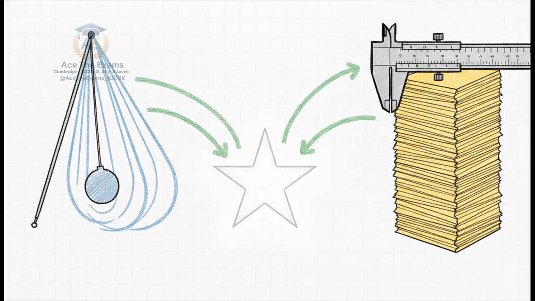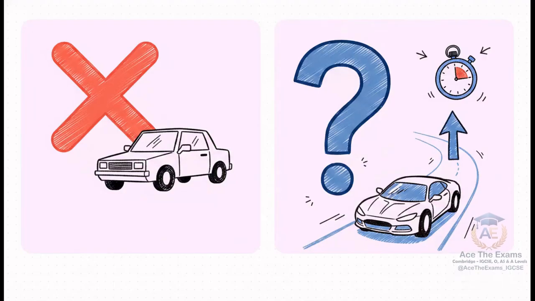It's that simple. Time 10 swings of a pendulum, then divide by 10. Or measure the thickness of 100 pages and divide by 100. This specific technique scientifically crushes the size of your error. It's a total game changer. Let's actually put this into practice.